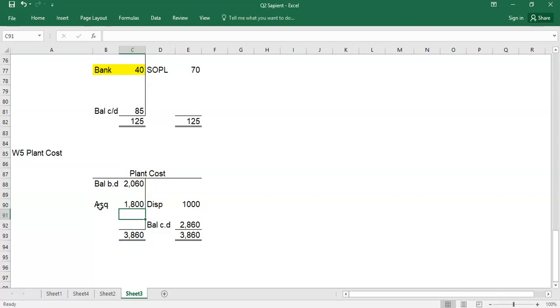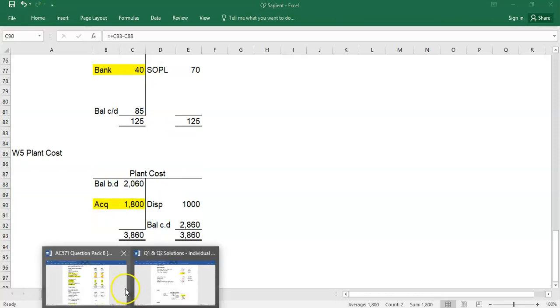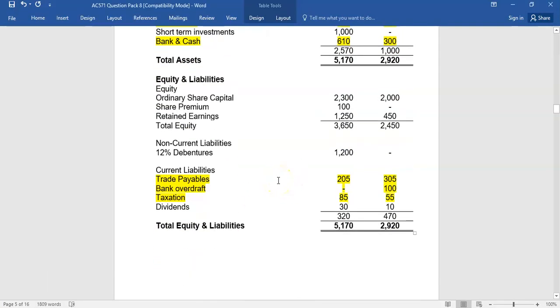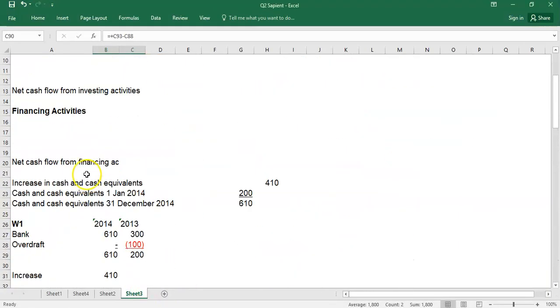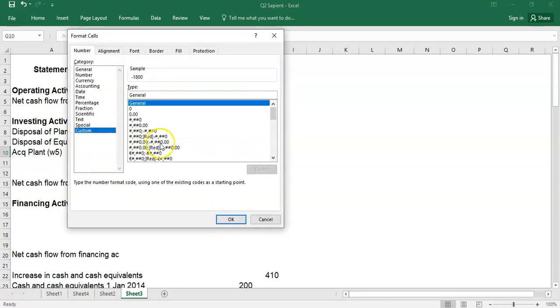Now that's important that you understand where those are coming from. Right, so that is an acquisition of property, plant and equipment of 1.8. So that would be debit property, plant and equipment cost, credit bank. So that's yellow because it's a plug figure. You just have a quick look at the balance sheet. There's no money outstanding for property, plant and equipment. So there's no other payables. So you must have paid it all during the year. So you just go in then and slot it in here, acquisition plant, W5, and you put there minus 1800 because that is a cash outflow. I'll just tidy up that to make sure it's all the same as the rest of them.